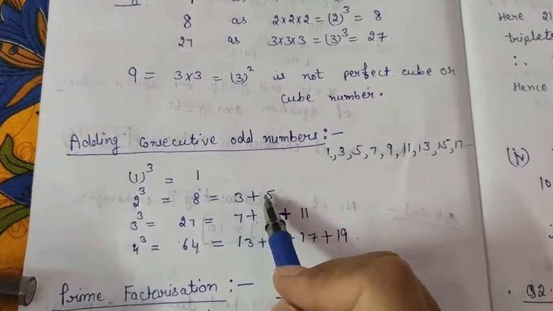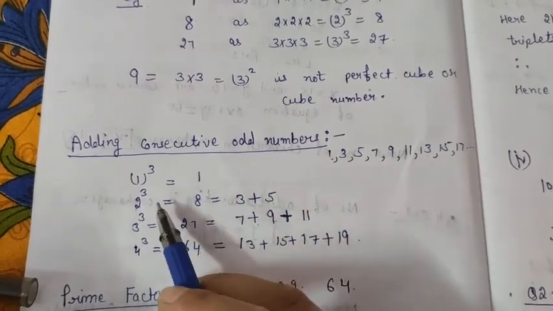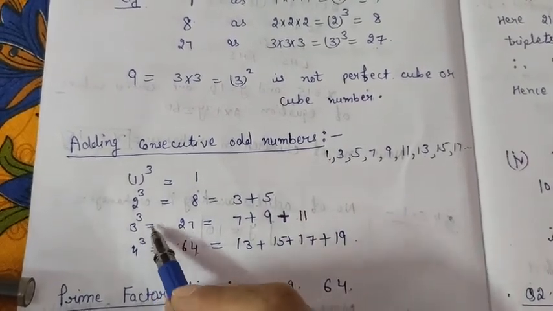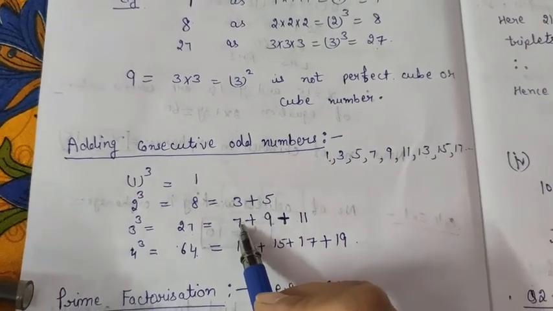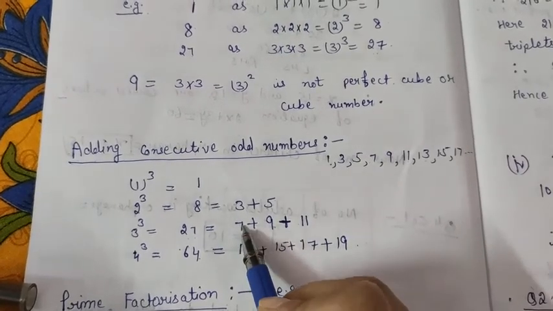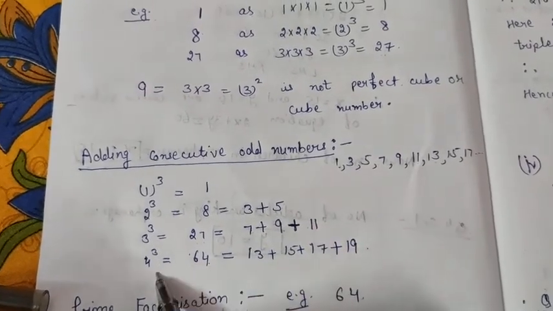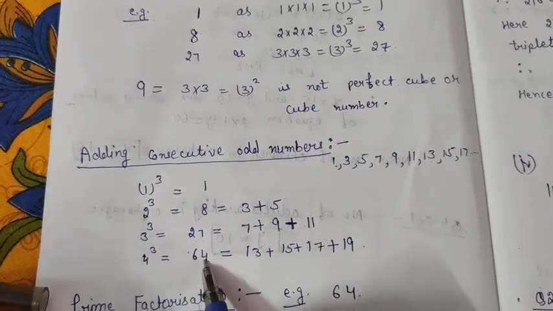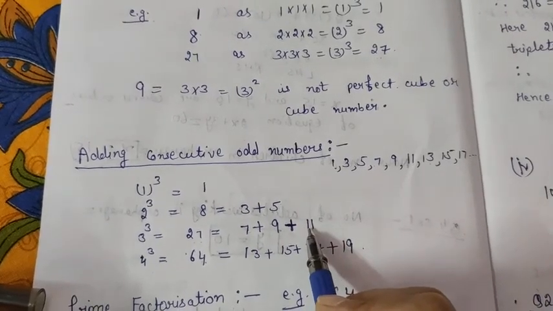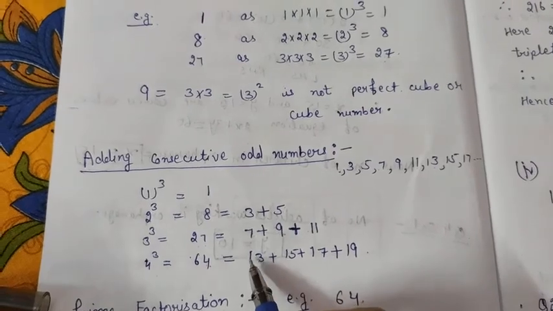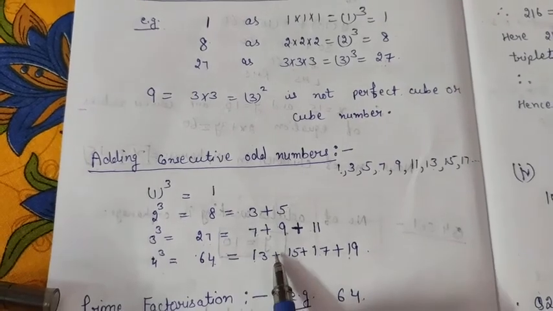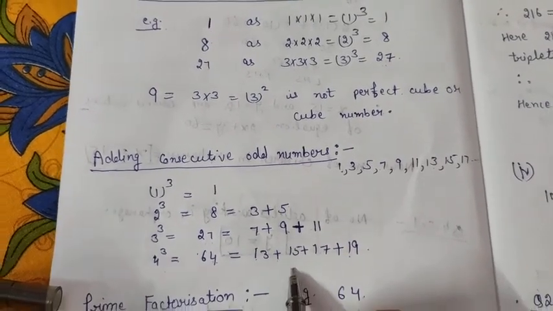Here the pattern is that the sum for the cube of 2 ends at 5, so we start the next cube number, 3 cube, from the next odd number after 5. The next odd number after 5 is 7, so we start from 7: 7 plus 9 plus 11. The next cube is 4 cube. It is 64, and 64 can be written by starting from the odd number next to 11, which is 13. So 13 plus 15 plus 17 plus 19. So cube numbers can also be written as the sum of odd numbers.